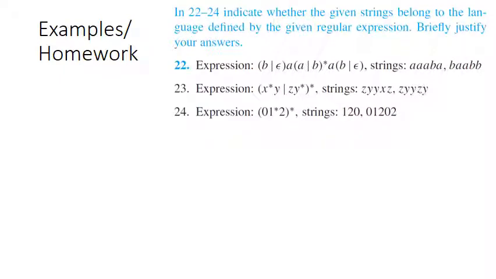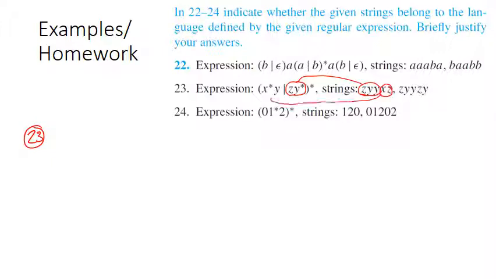Okay, so for these, we're going to indicate whether the given strings belong to the language given by the regular expression or not, and then we're going to briefly justify our answers. All right, so I'm going to start with 23. So the expression is x star y or zy star, and then that is all being starred. Okay, so looking at this first string here, I can see that the zyy part could come from right here.